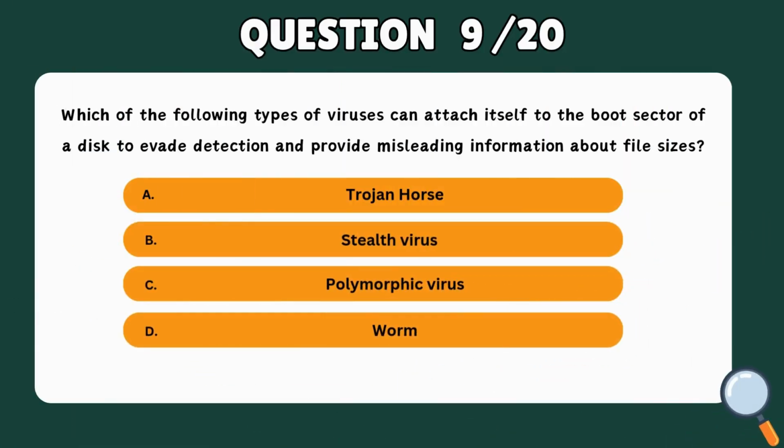Question 9. Which of the following types of viruses can attach itself to the boot sector of a disk to evade detection and provide misleading information about file sizes? A. Trojan horse. B. Stealth virus. C. Polymorphic virus. D. Worm.